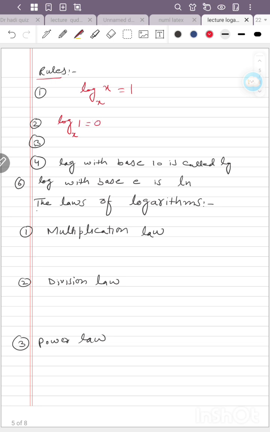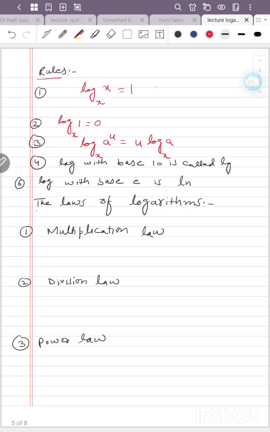Now, the next rule: if we have a base x and the argument has a power u, the power will come to the start. So log base x of x to the power u equals u times log base x of x. The only discussion about the power is that it will be at the start.